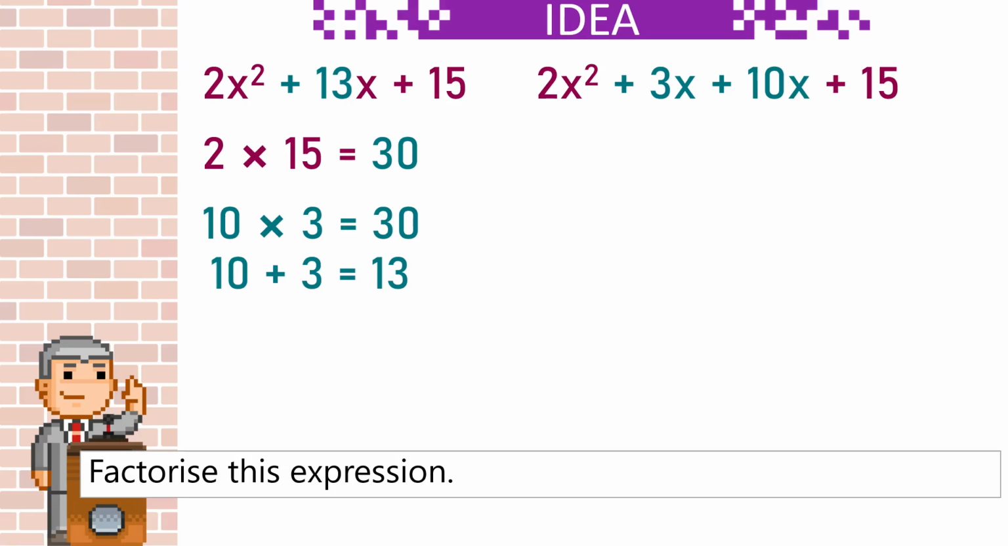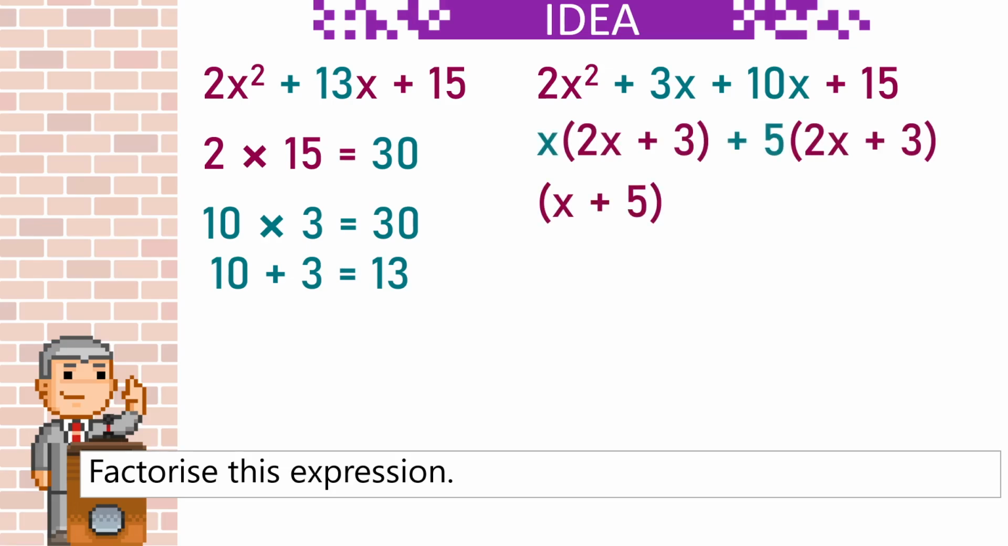Next, we linearly factorise the first two terms and the last two terms. So we look at the 2x squared and 3x, and they both have an x we can divide out. And we look at the 10x plus 15, they both have a 5 we can divide out. Now we look at the terms outside the brackets, and that will form our first bracket. So the x and the plus 5 will form our first bracket, and the repeated bracket will form our second bracket, and that's our answer.